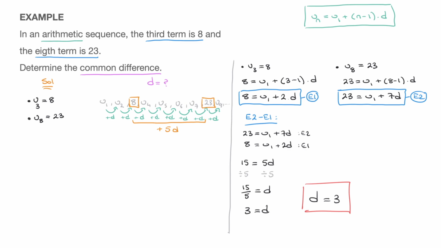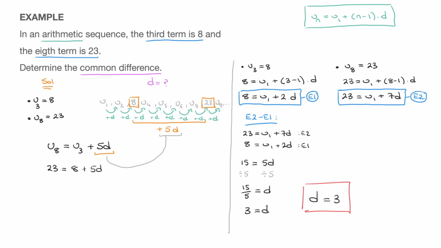And so using that fact, we can quickly state that the 8th term, u sub 8, must equal the third term, u sub 3, plus 5 times d. Where, to be clear, we're getting this 5d here from the illustration we made up here. Now replacing this u sub 3 by 8 and this u sub 8 by 23, this quickly turns into 23 equals 8 plus 5d.